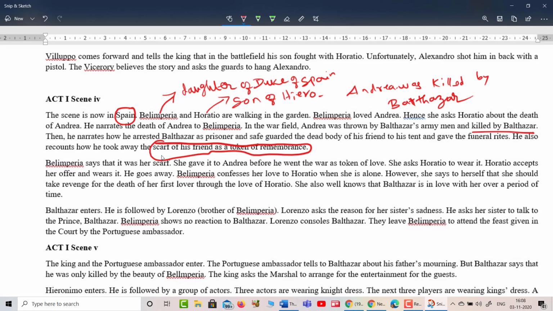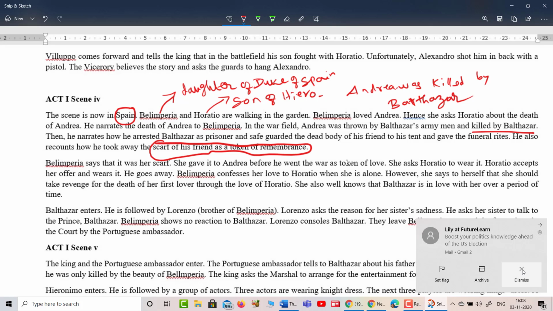When she is alone, Bel-imperia says that it is only through the love of Horatio that she can seek revenge for the murder of her lover Andrea. She well knows that Balthazar is in love with her and wants to marry her, but still she wants to take revenge for the murder of Andrea. So she loves Horatio so that she can seek the revenge.